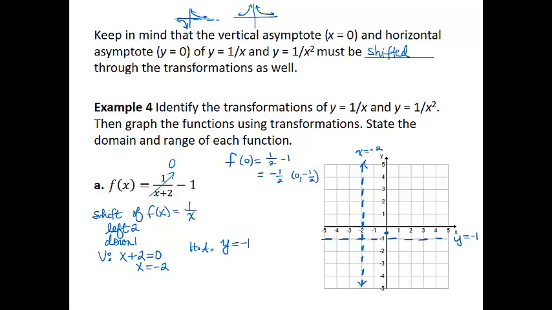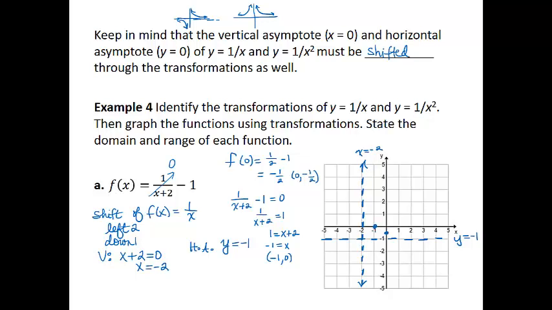Our x-intercept is found by setting 1 divided by x plus 2, minus 1, equals 0. So if we add 1 to get 1 divided by x plus 2 equals 1, and then multiply each side by x plus 2, that would be 1 equals x plus 2, and subtracting 2 gives us negative 1 for x. So the x-intercept is negative 1, 0.